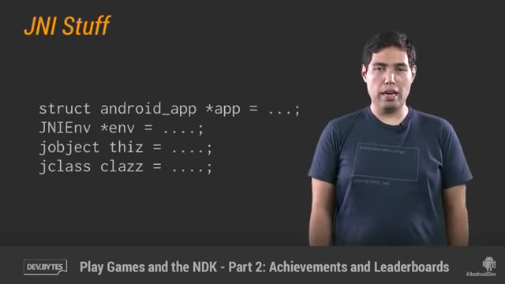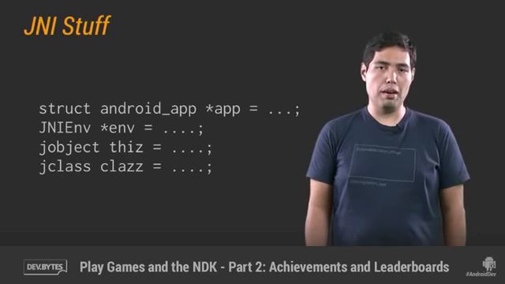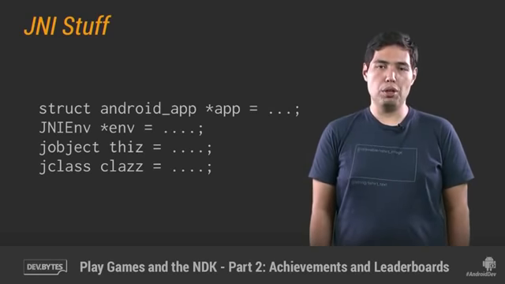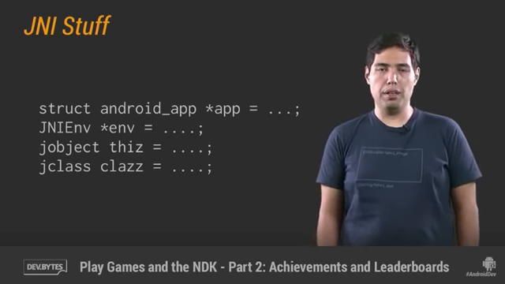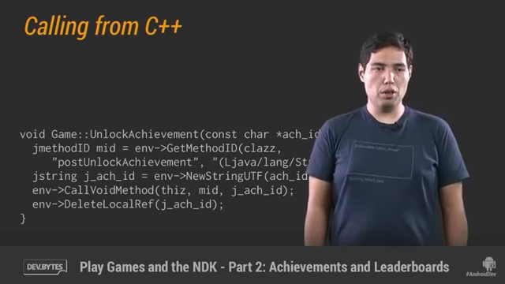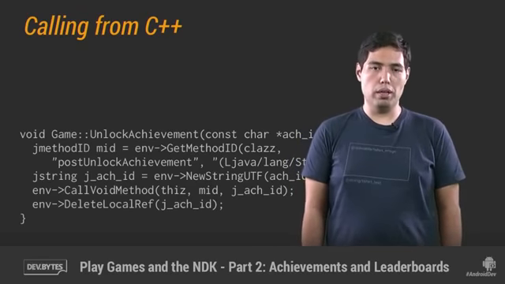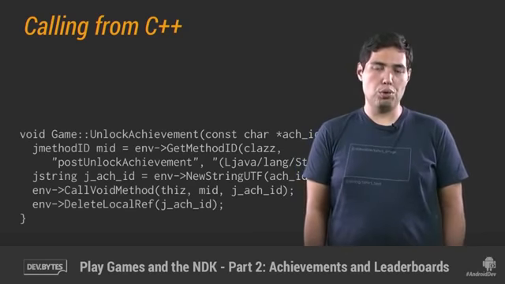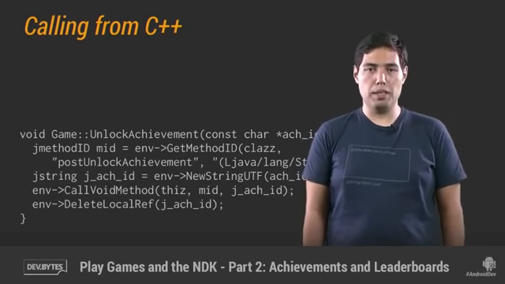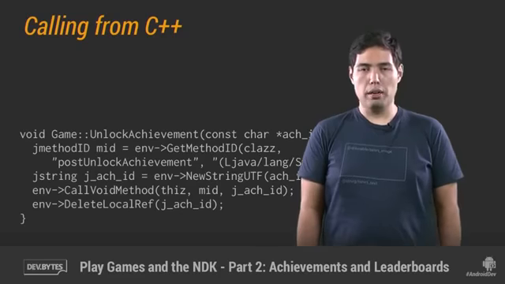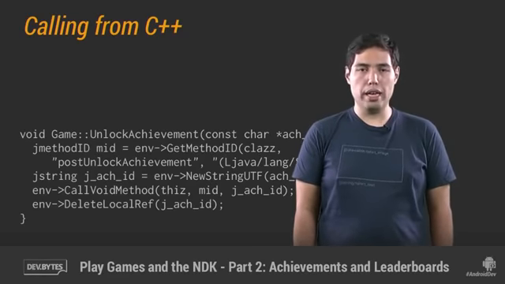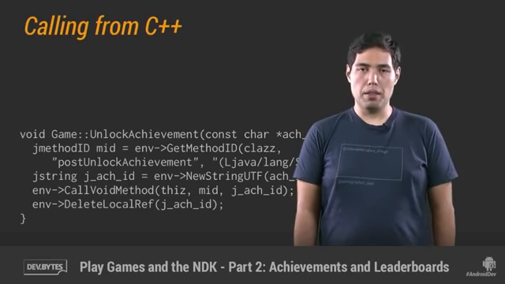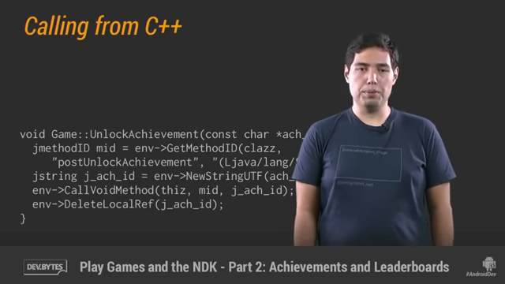First of all, you have to initialize all the JNI stuff. We're going to assume that you have that ready. If you don't know how to do that, you can take a look at the last video. So you have your Android app structure, you have your JNI environment, you have the activity object and the activity class. After you do that, all you have to do is make a simple JNI call to the unlock achievement method. So we are just getting the method ID, then we're allocating a Java string that corresponds to that achievement ID, and then we're making the method call. And remember, and this is pretty important, we are also deallocating the Java string after we're done with it. And that's pretty much all there is to unlocking an achievement.